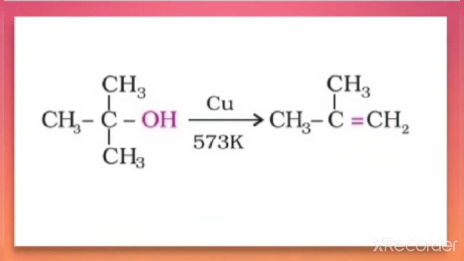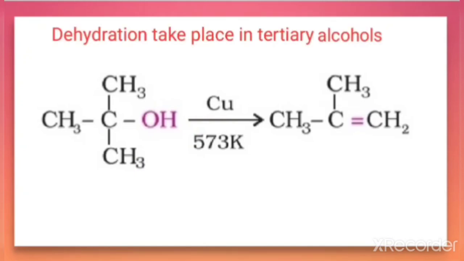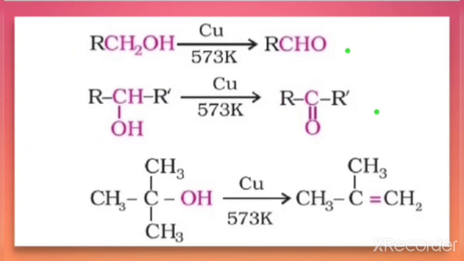How is the removal of water taking place? That is OH from here and one of the beta hydrogens. So that results in the formation of an alkene. A double bond is formed between the alpha and beta carbons. So we can say that dehydration takes place in tertiary alcohol, but in the case of primary and secondary alcohol, dehydrogenation is taking place. But in the case of tertiary alcohol, under the same conditions, that is copper and 573 Kelvin, instead of dehydrogenation, dehydration is taking place and the product formed is an alkene.